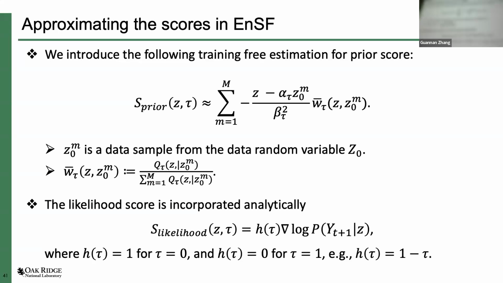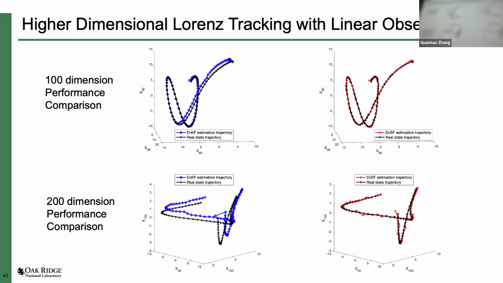We just avoid doing high dimensional approximation in this setting when we incorporate the observation data into the score function. Okay, so with this training free strategy, we can really push it to high dimension. And here we can easily do a 100 dimensional test.